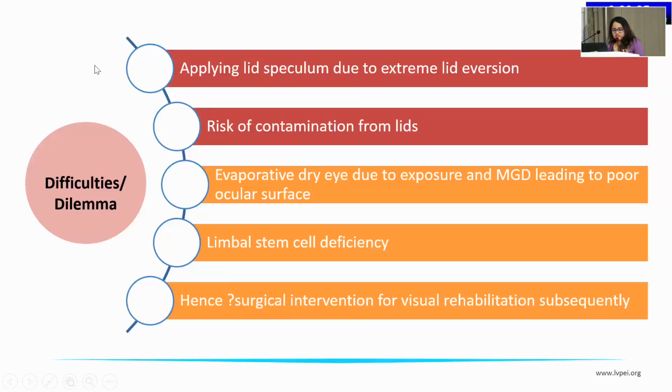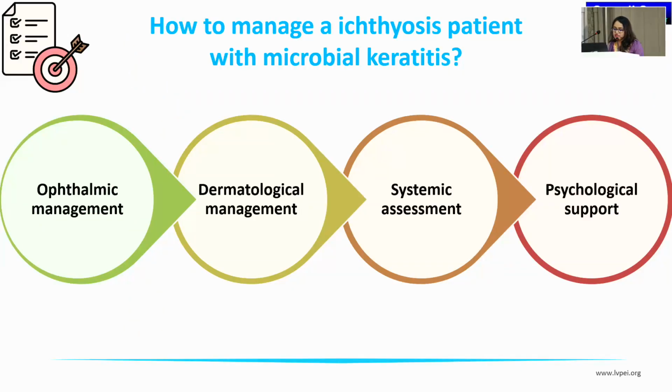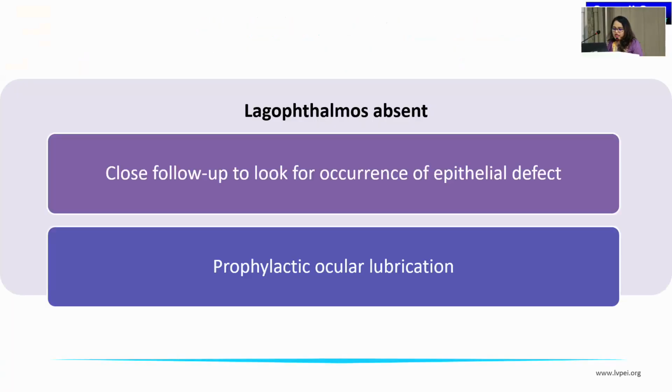The difficulties we note in these patients are applying the lid speculum due to extreme lid eversion, risk of contamination while taking a sample, and evaporative dry eyes. Some patients also have limbal stem cell deficiency. Further, visual rehabilitation is extremely difficult in these patients because you cannot perform a graft because of the adnexal abnormalities. These patients require a combined approach in the form of ophthalmic management, dermatological management, systemic as well as psychological support. And prevention is most useful in these patients.